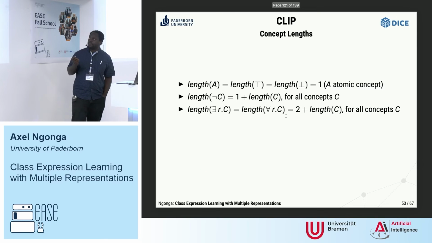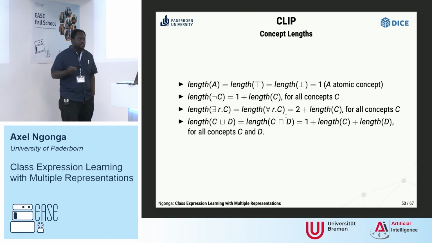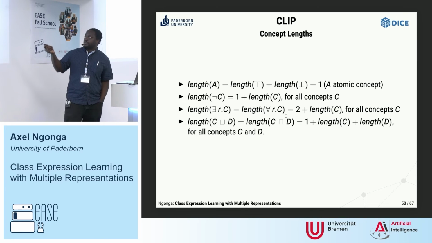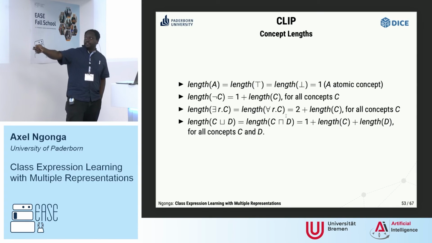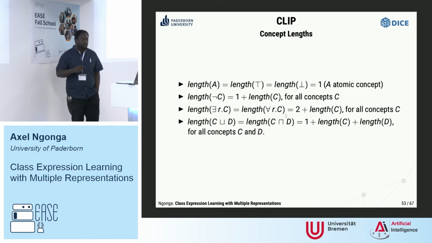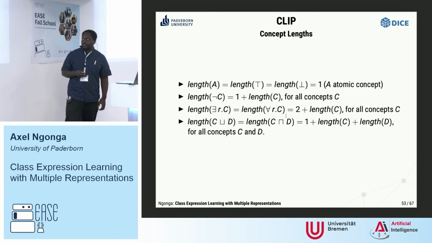And that's really what the CLIP algorithm does. Fundamentally, we can define concept lengths in ALC, for example, by saying that the length of atomic concepts is 1. If we add negation, we add 1 to the length. If we add exists r.C or for all r.C, we add 2 to the length. And the length of C union D and of C intersection D is 1 plus length of C plus length of D. With that, we've defined a length for any arbitrary concept in ALC.